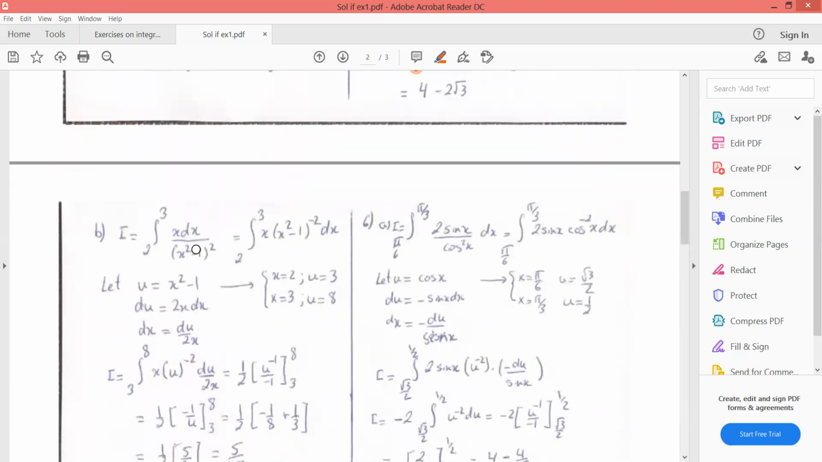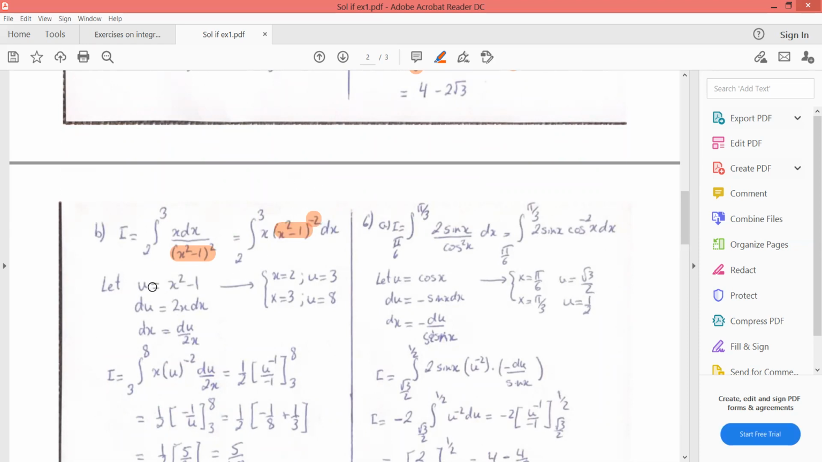Now also, why is your voice getting so dry? I equals x dx over x square minus 1 square. Once again, we bring this to the numerator and it becomes x squared minus 1 to the power minus 2. It was 2, now it became minus 2.